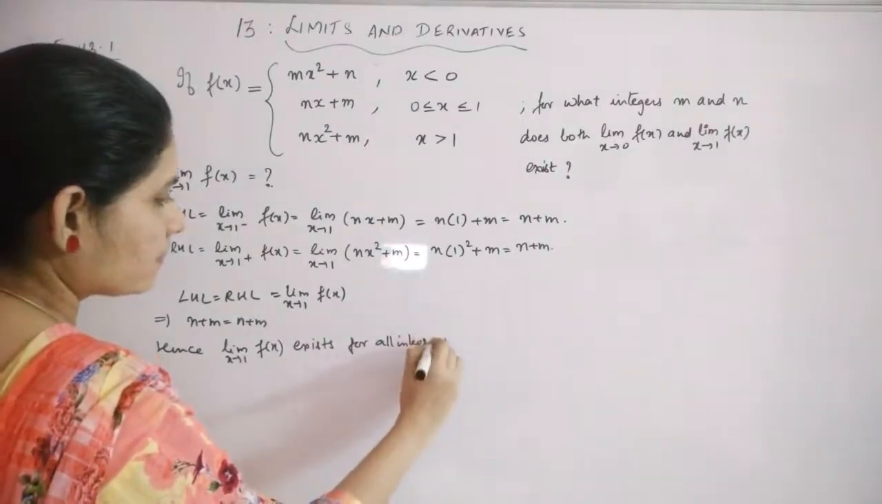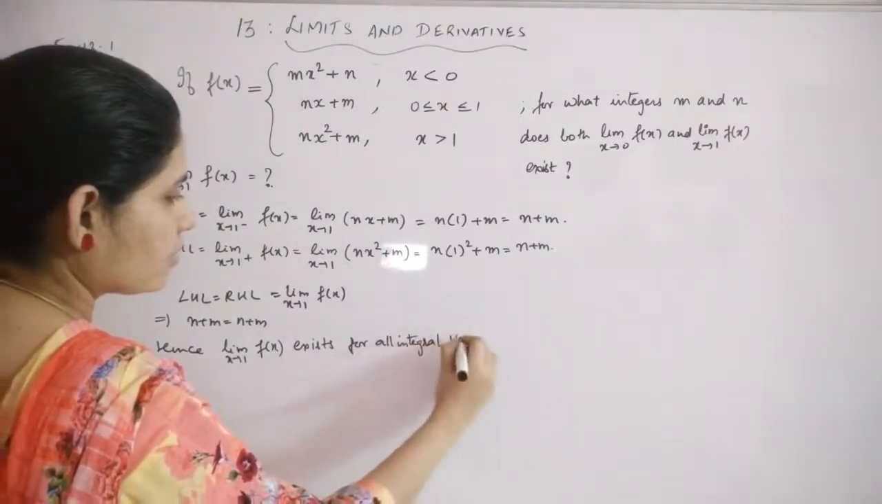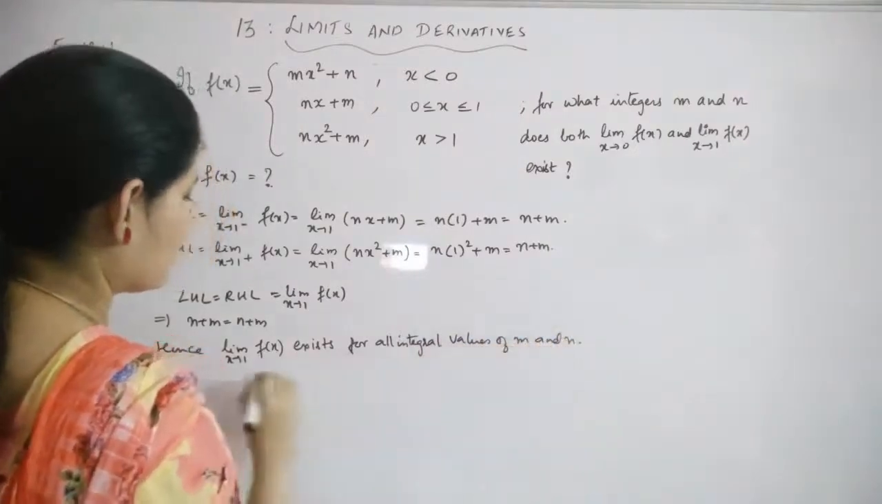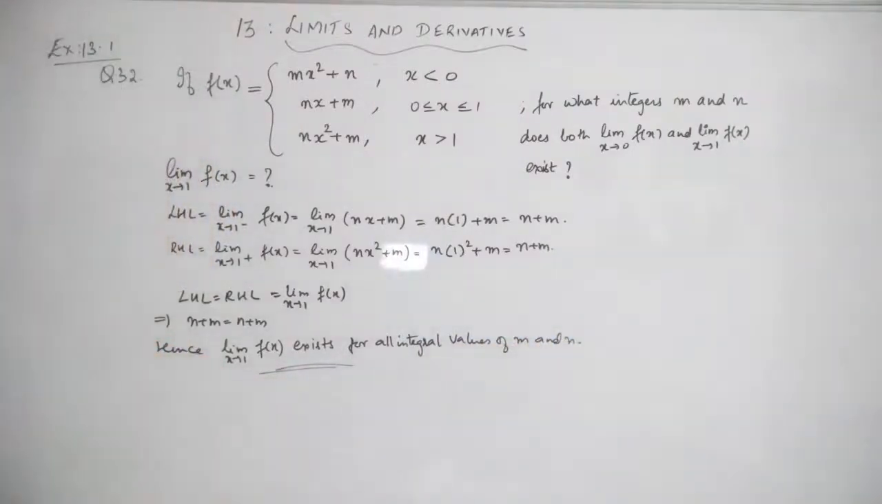Hence limit x tends to 1 f of x exists for all integral values of m and n. So whatever integer values m and n take, the limit will exist because both have the same value. And for the other one, when n is equal to m, the limit will exist.